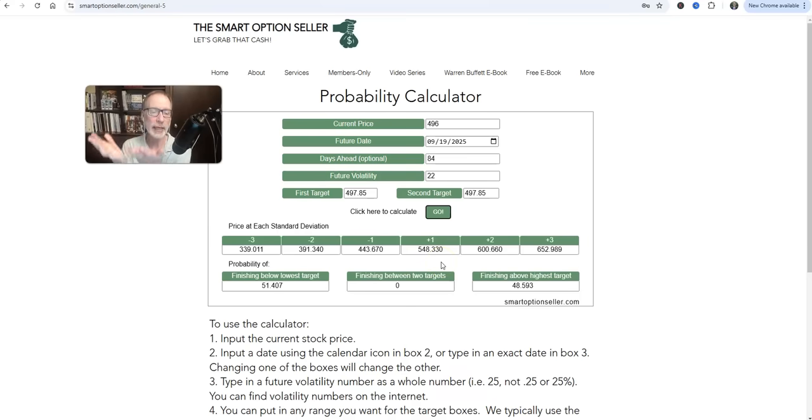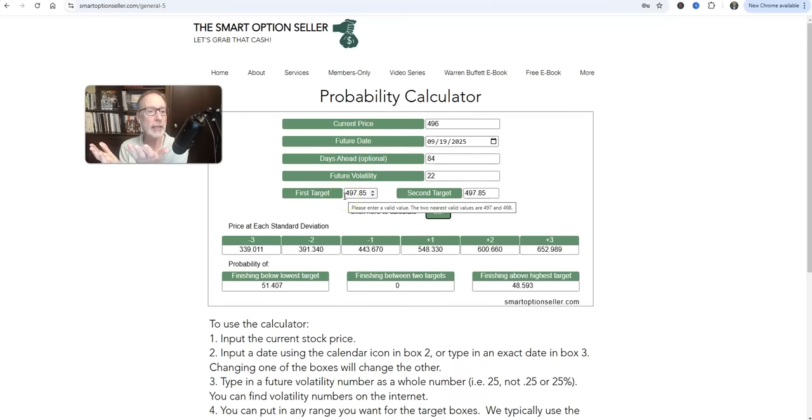So right now you're at that 50-50 level. Can Microsoft get above your break even or not? Whereas with the deep in-the-money spread, you were over 90% that it was going to be above your break even price. But you're only making $50 on that earlier trade. In this case, you can make a maximum of $215, as long as Microsoft gets above the break even, in this case 497.85. So you have to weigh out the risk and reward.